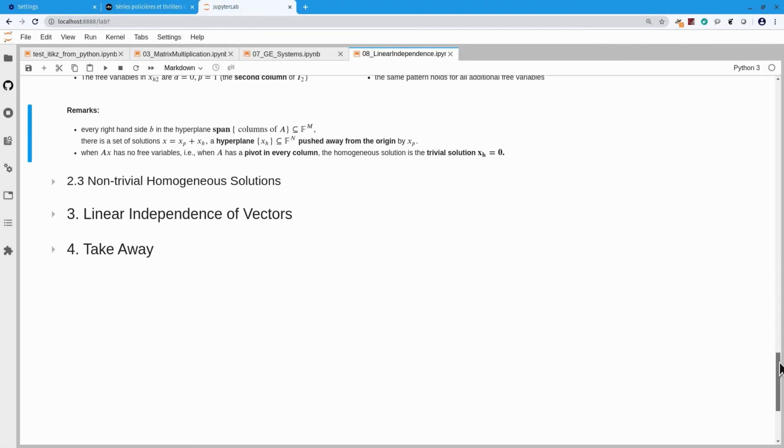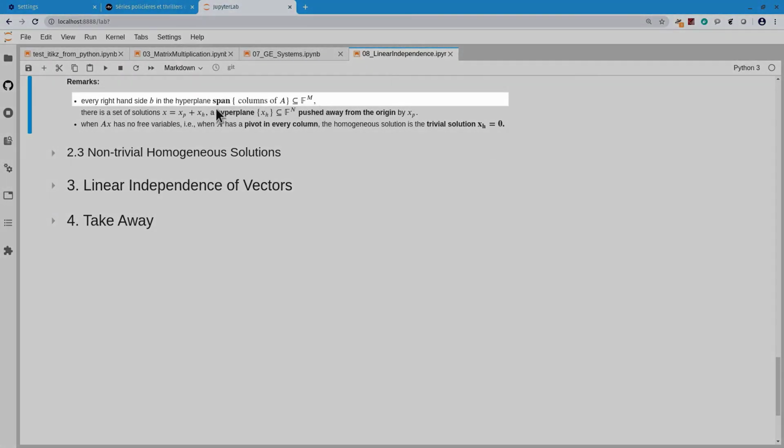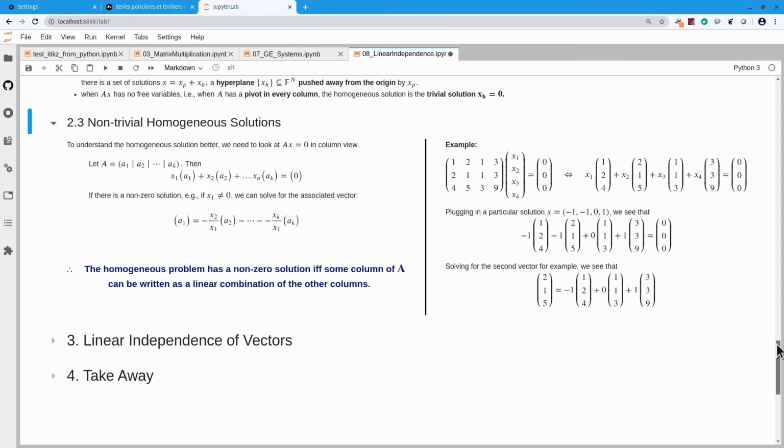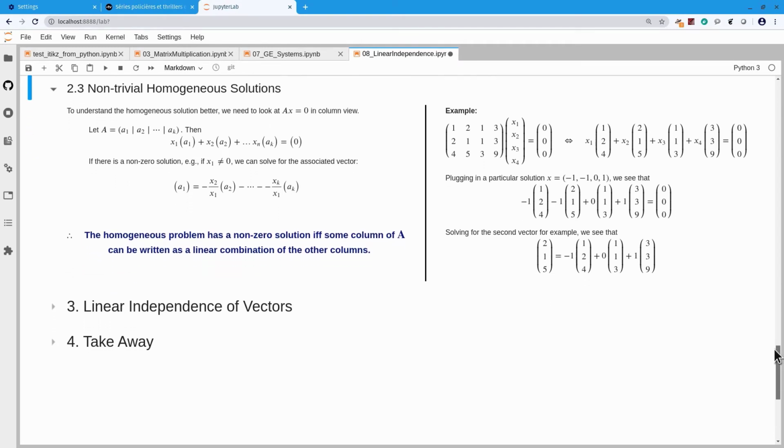So where we end up, therefore, is a consistent system. The B's must live in a hyperplane in Fm, and the solutions for any one B in that hyperplane will take the form of a hyperplane pushed away from the origin by a particular solution. When there are no free variables, that is, when A has a pivot in every column, then the homogeneous solution is just a trivial solution. Let's next look at non-trivial homogeneous solutions.